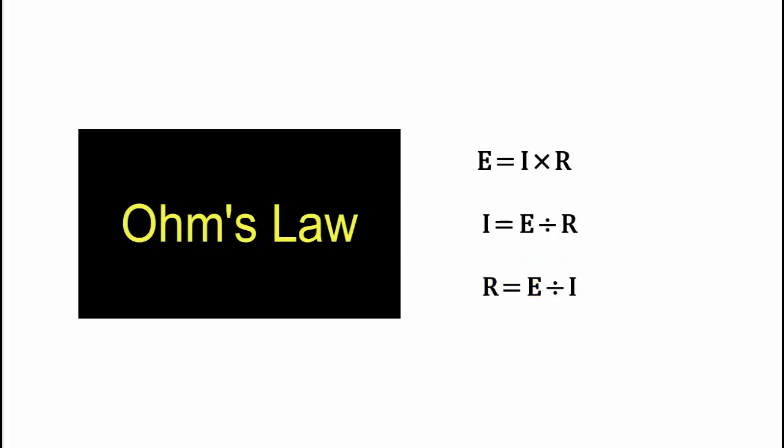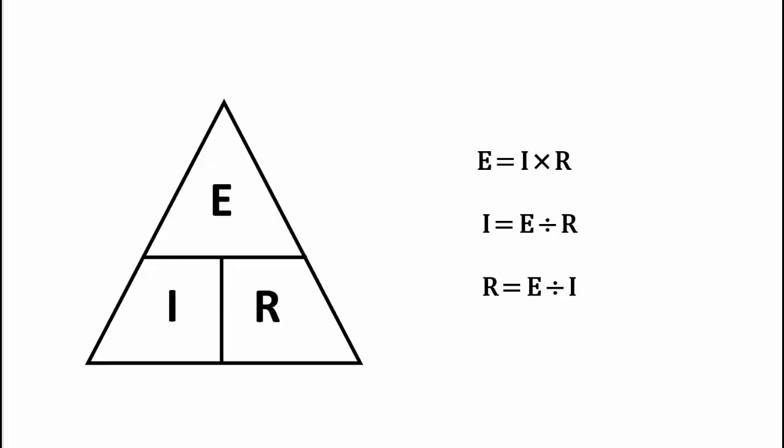Now that all sounds like, how am I going to remember all of that? And there's actually an Ohm's law triangle that makes it easy to remember how these formulas go. So to use this triangle, you just cover up the one that you're trying to calculate. So if I'm trying to calculate E, I would cover that up and I would be left with I and R on the bottom. So if I want to find E, it would be I times R.